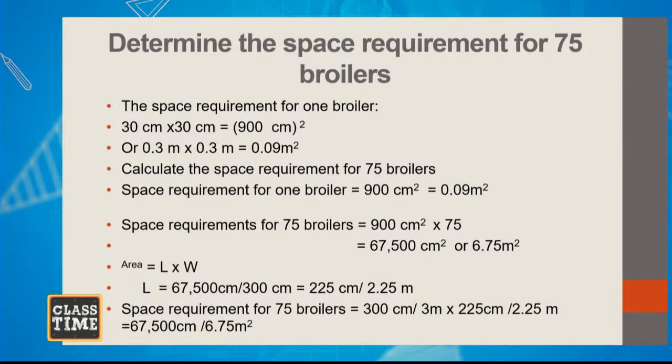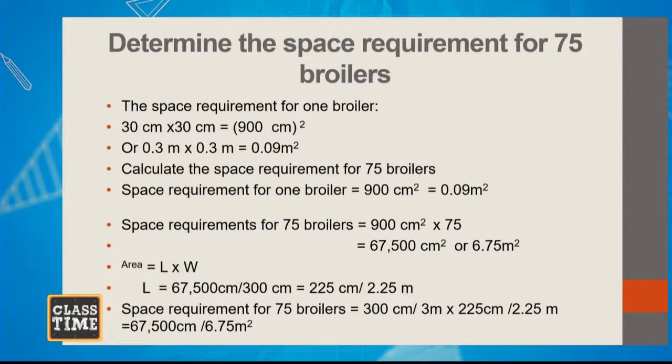So we know that this is a space requirement for 1 broiler, 30 centimeters by 30 centimeters, which would give us 900 centimeters square, or 0.09 meters square. Because we know the spacing for 1 broiler, we can then work out the spacing for 75 broilers, 100 broilers, or whatever amount you're raising at your school.